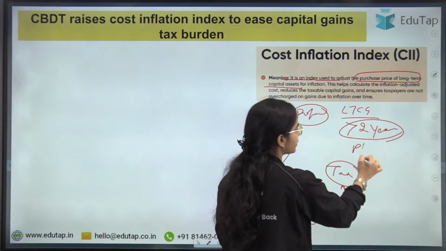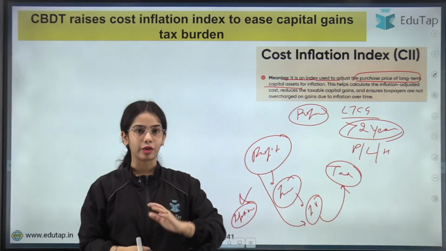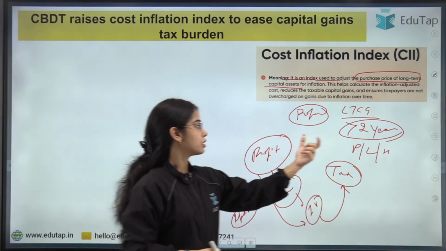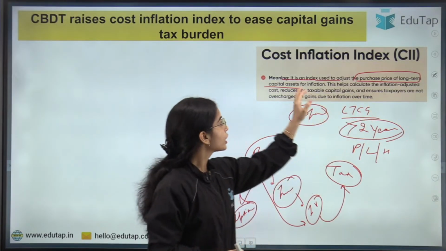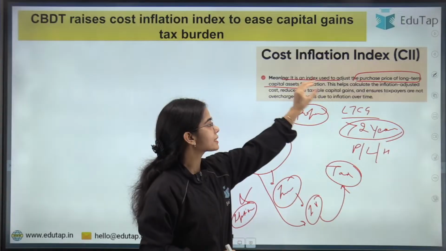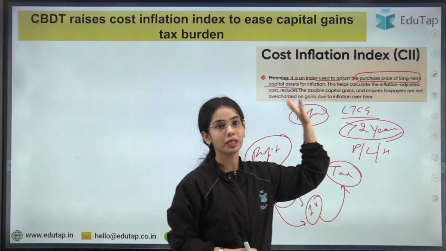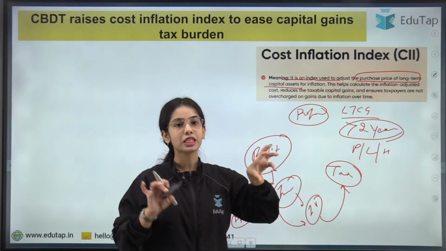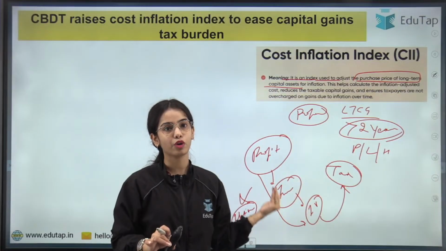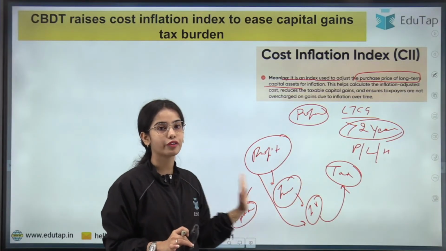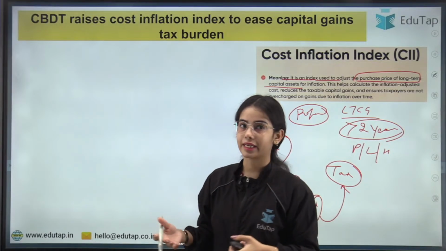If you are holding the property, land or house for more than 2 years, then whatever gain or profit you get after 2 years is long-term capital gain, okay? The cost inflation index is an index used to adjust the purchase price of the long-term capital gain, so that we can see the inherent value of the property and the gain from that inherent value after adjusting for inflation. I will give you a numerical example so that you have clarity here.